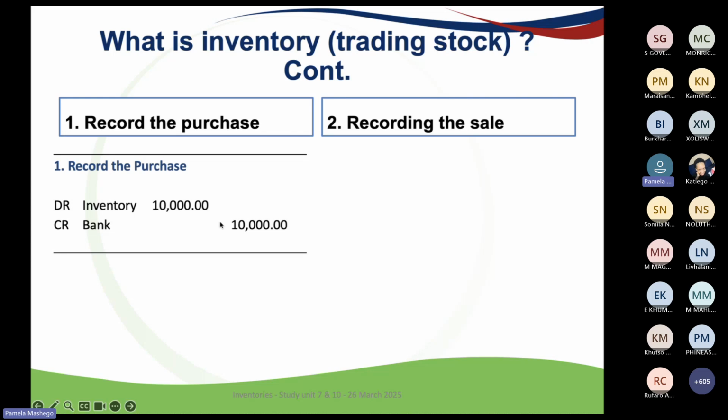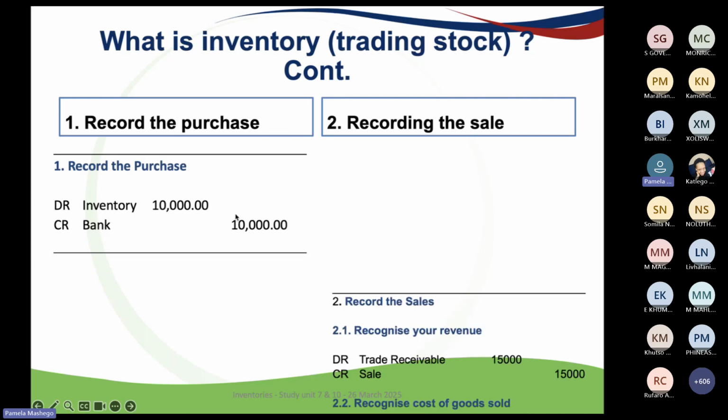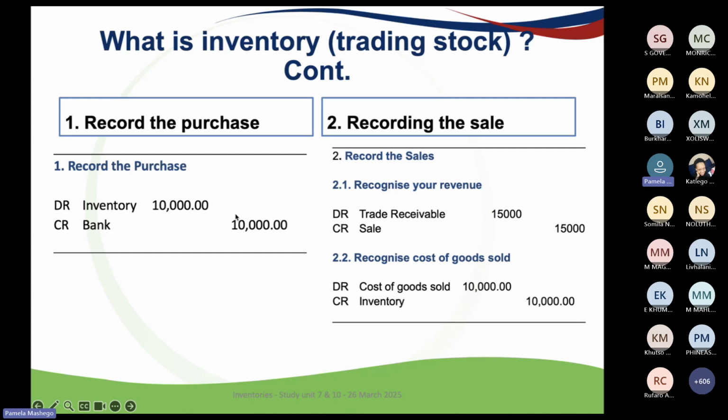Then the second transaction, here you will have two journals, right? One is to recognize the revenue or the sale. The second one is to release the cost of inventory from the balance sheet to the income statement, because you no longer have that inventory in your store because you sold it already to the customer.